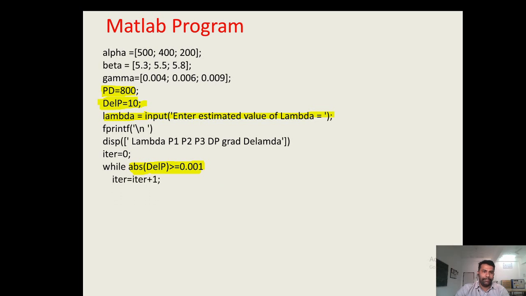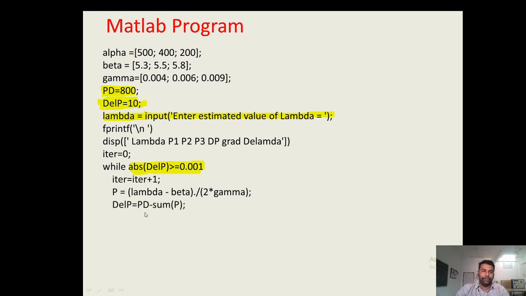Now, iteration is equals to iteration plus 1, new iteration. When the program flow goes into the while loop, it will automatically add 1 to the iteration for the next loop. So, find out P for all the generators. P will be found out as lambda minus beta divided by 2 into gamma. So, P will be found out for all 3 generators.